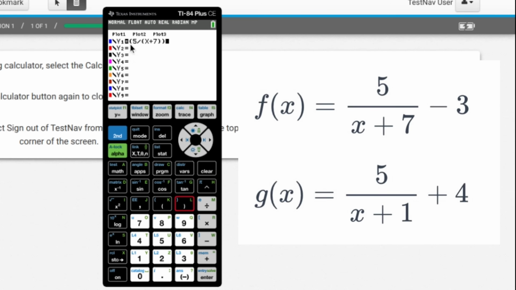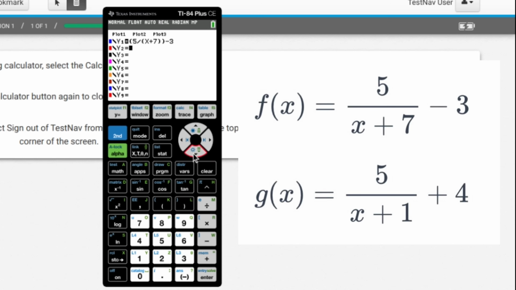I don't know why, it's just my thing. I just wrap the whole thing in parentheses because why not? It doesn't hurt me. Okay, physically. Now there is my 5 over x plus 7 minus 3. If you were to rewind or fast forward, you can see that.